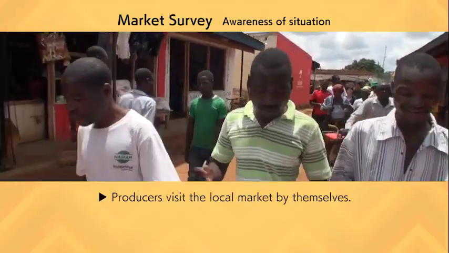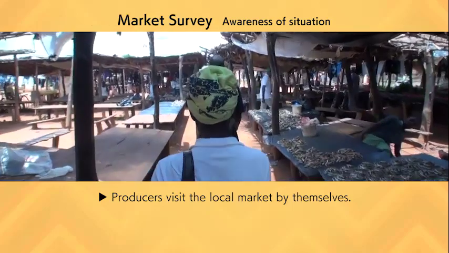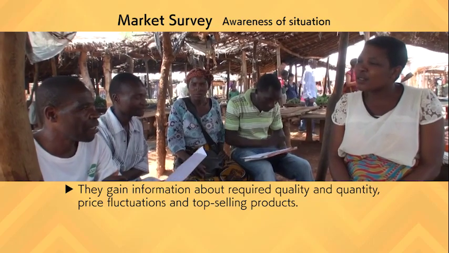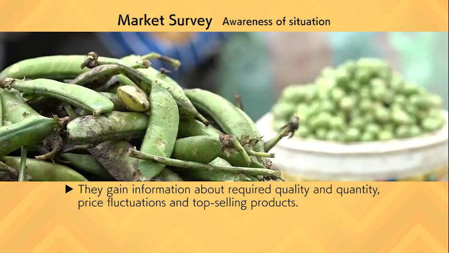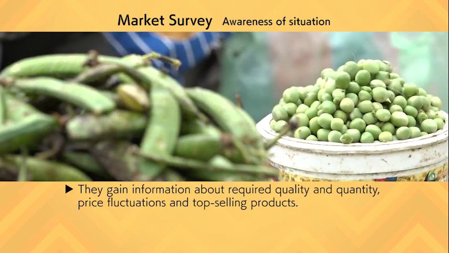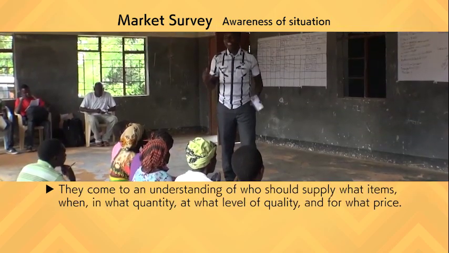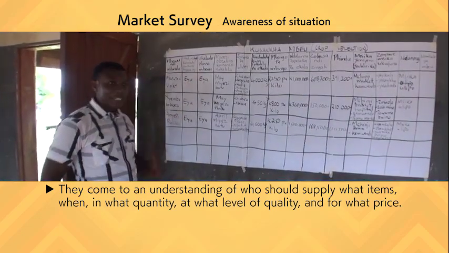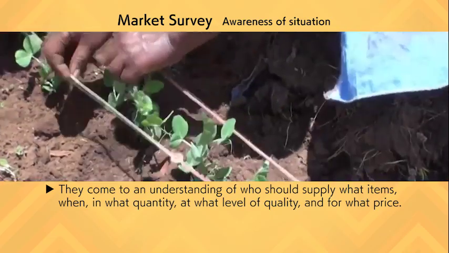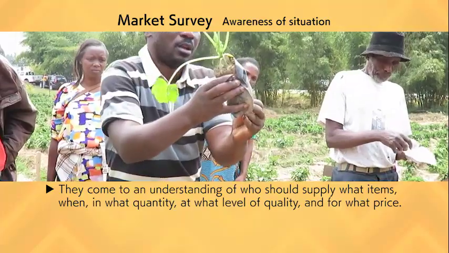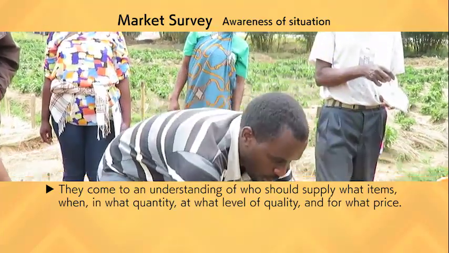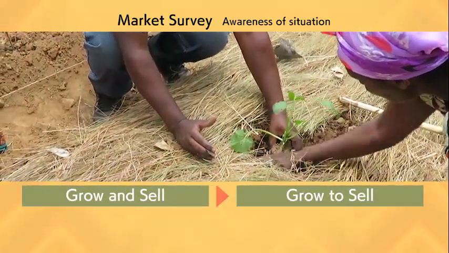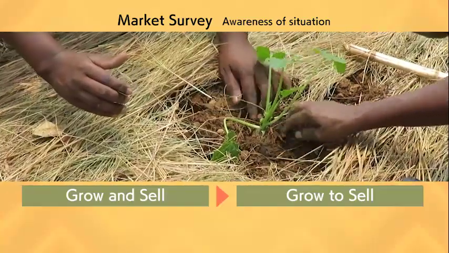Under the SHEP approach, producers first visit the local market. They gain information from middlemen and wholesalers, not just about price, but about required quality and quantity, price fluctuations, and top-selling products. They collate the information, and through discussion, the producers themselves come to an understanding of who should supply what items, when, in what quantity, at what level of quality, and for what price. This process transforms the mindset from grow and sell to grow to sell.